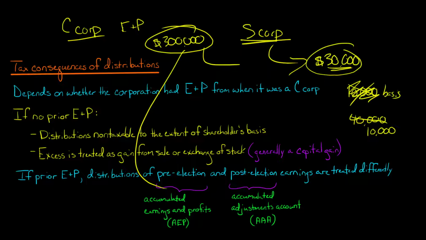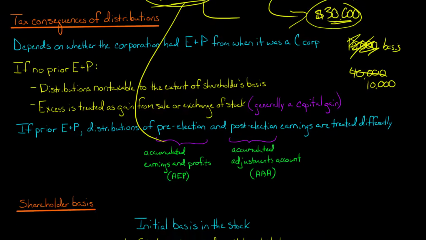Now, if there's a distribution going forward, it would first come out of this accumulated adjustments account, which would be non-taxable, provided the shareholder has basis and so forth. We'll talk about that more later. And then next, you would look to accumulated earnings and profits from the old C corp days. And to the extent there is accumulated earnings and profits, it could be taxable as a dividend to the shareholder. We'll go through that in more detail. I know that's complicated, so I hope I didn't fry your brain there.